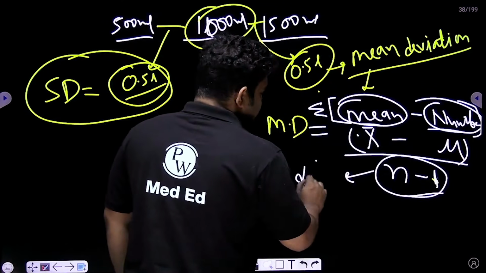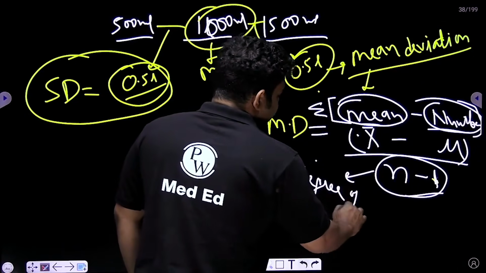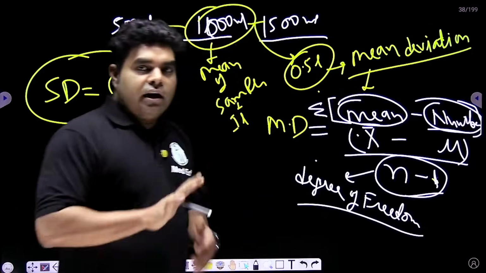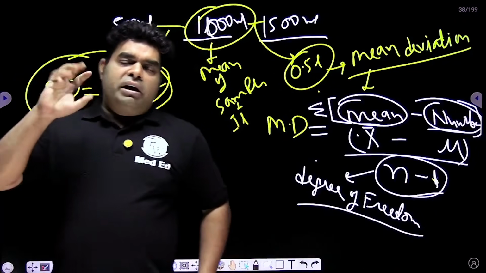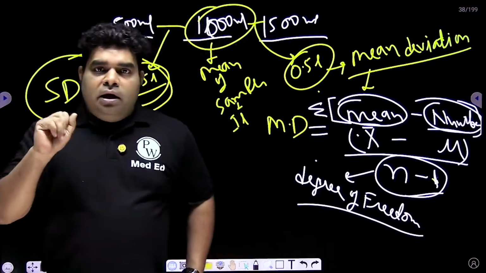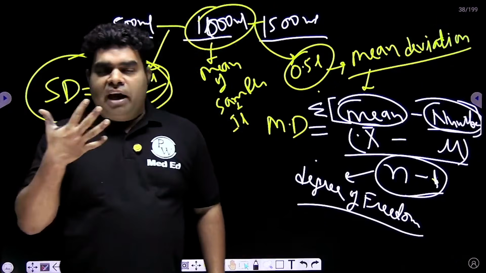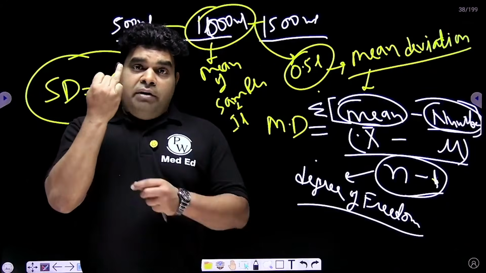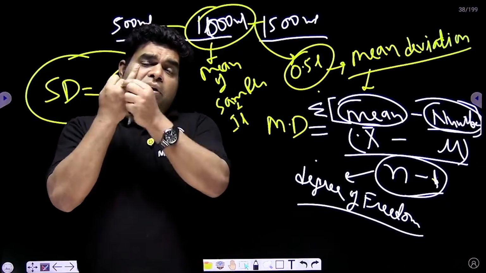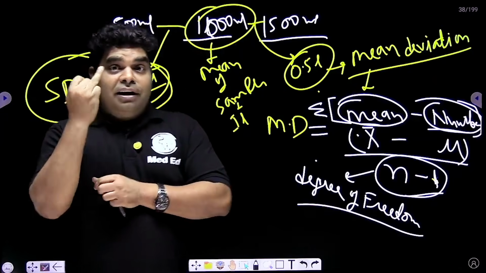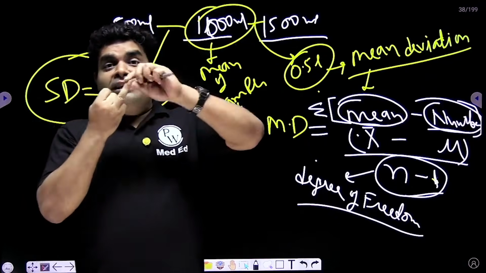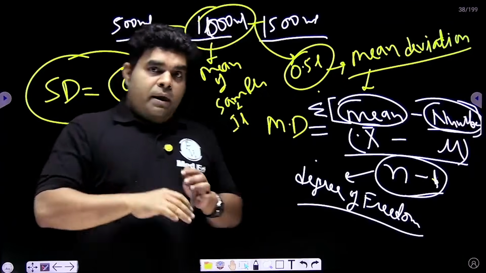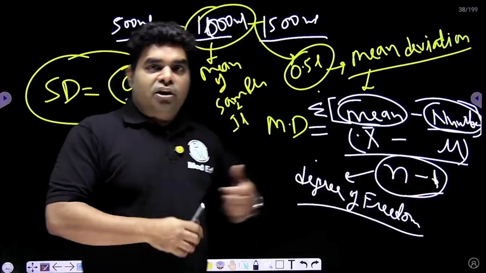Why do we put n minus 1? Because this is known as degree of freedom. What is degree of freedom? Simple thing. If I have 5 fingers, out of 5, what is my freedom of selection? How many can I choose out of 5? I cannot choose all 5. I choose 1, 2, 3, 4. When there is the last finger left, and it's not the middle finger, there is no freedom of selection left. So out of 5, I can choose only 4.